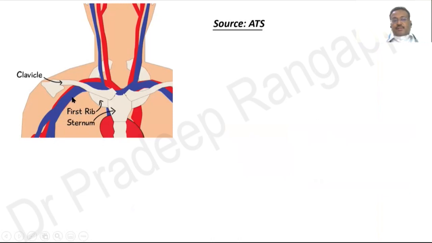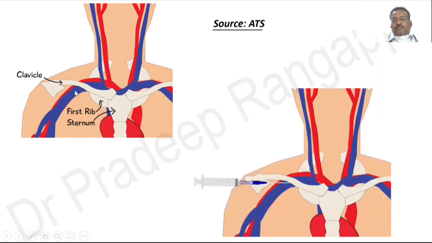The main thing about subclavian is the insertion. The subclavian vein sits below the clavicle, so your needle has to go below the clavicle, and this is its relation to the first rib. So basically, your site of entry would be below the clavicle, and it will be close to the first rib and the sternum. So this is the direction of the needle that one would be putting to reach the subclavian vein.